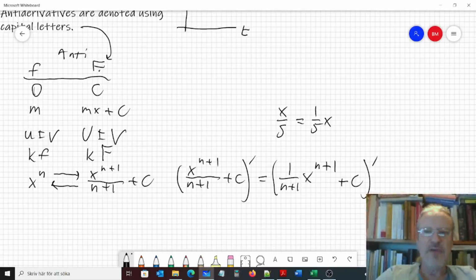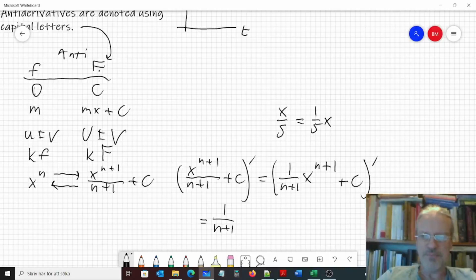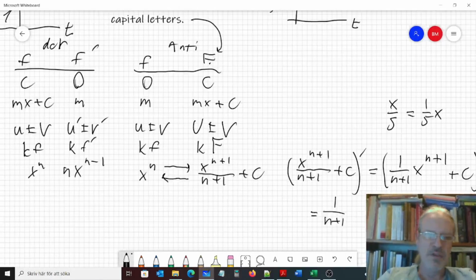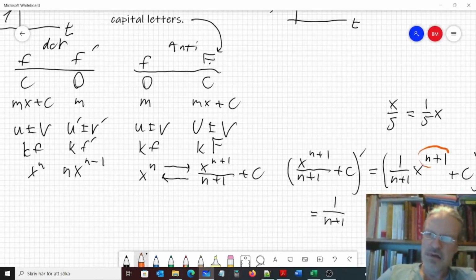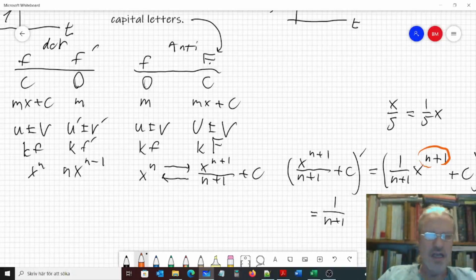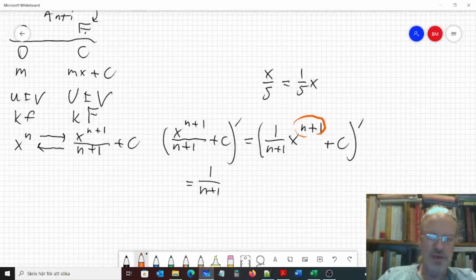And that means that we can use the rule that we can keep a constant when taking the derivative. So I keep the 1 over n plus 1. And now I need to take the derivative of x to the power of n plus 1. But the derivative rule says that we should take the exponent here, right? And just move it in front. And then we should take the exponent and subtract 1 from it. So I move the exponent in front.